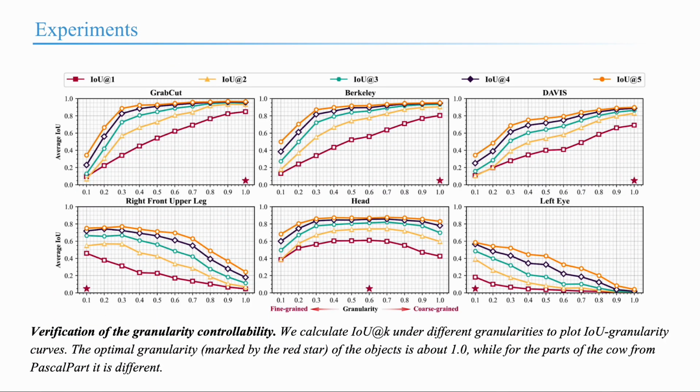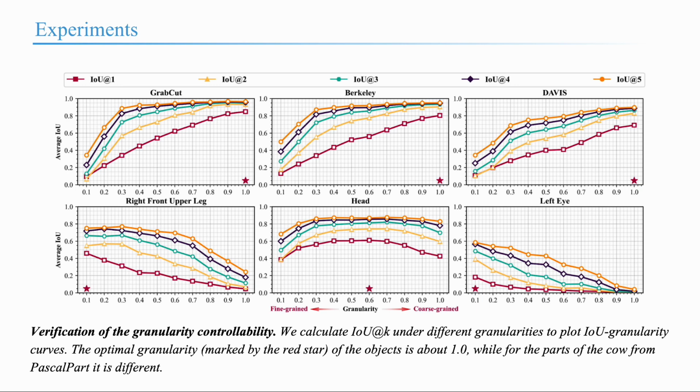To verify the granularity controllability of our GraCo, we calculate the IOUK at different granularities and plot the IOU granularity curves. For 3 object-level benchmarks, IOUK increases with increasing granularity, especially IOU1, which is as expected.